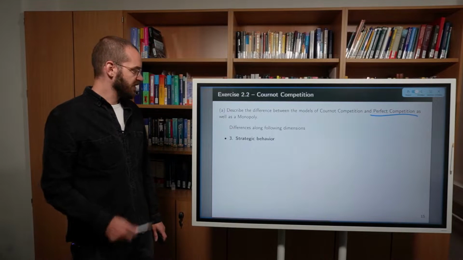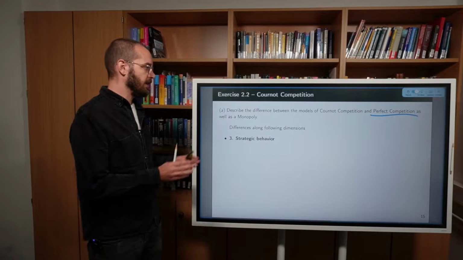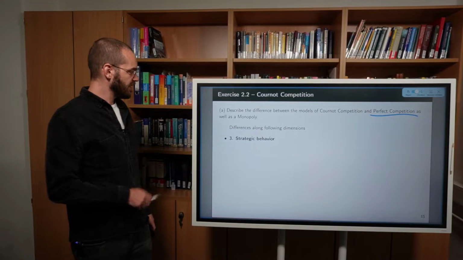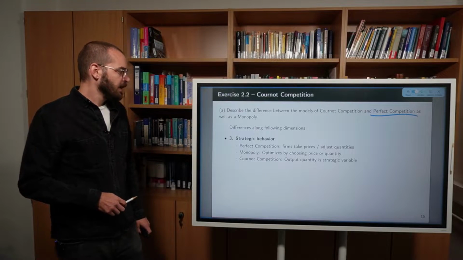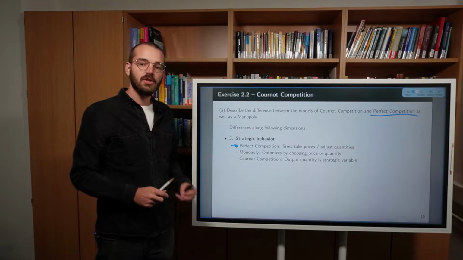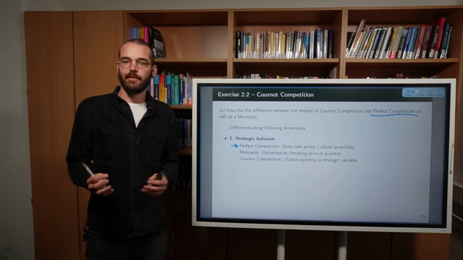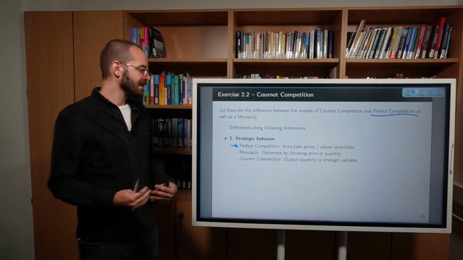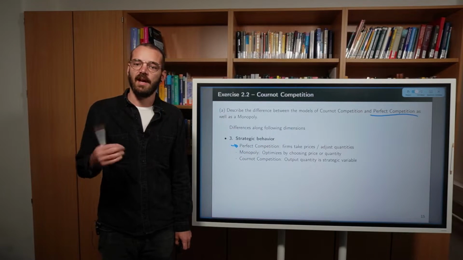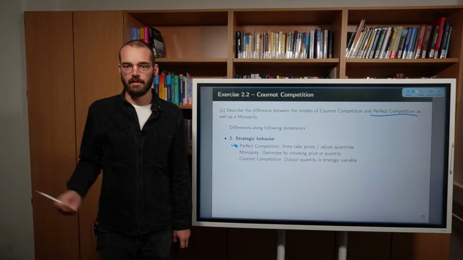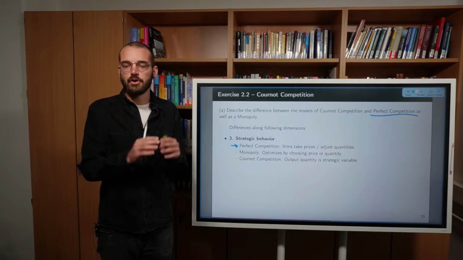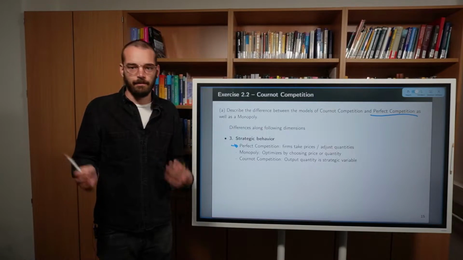All right, the third dimension in which we want to characterize or lay out the differences between these three types of models that we know so far is the strategic behavior aspect. Again, last week we already identified that in perfect competition, each individual firm cannot influence the market outcome whatsoever. Another way of phrasing this is that all firms are price takers, or that all firms adjust their quantities according to the price they observe in the market. They cannot influence the equilibrium price or the total equilibrium quantity in the market at all.